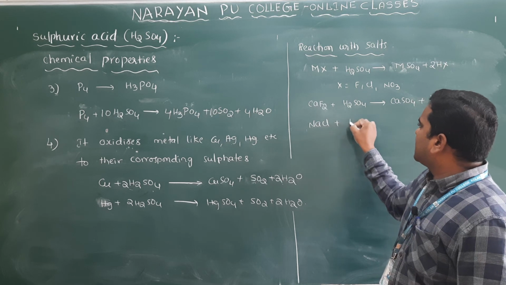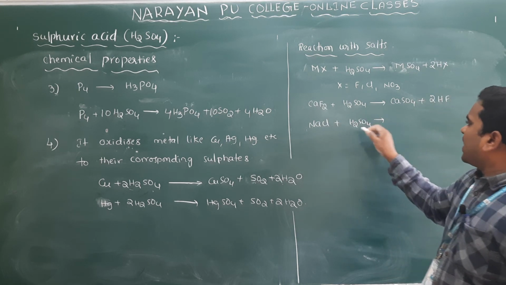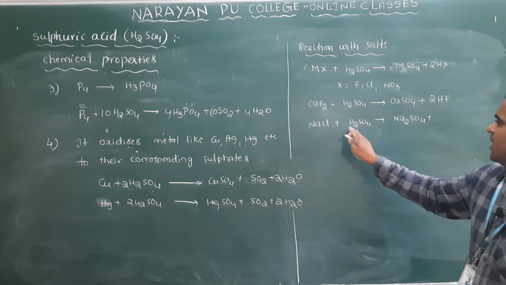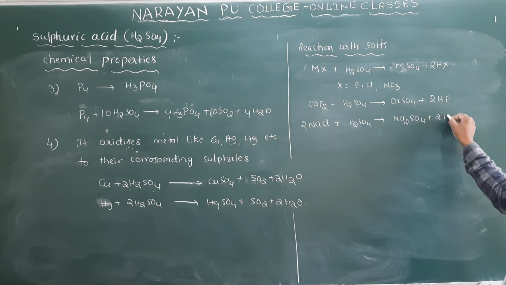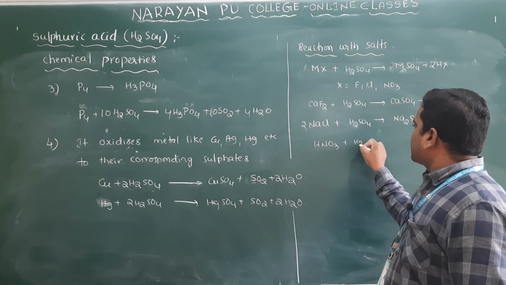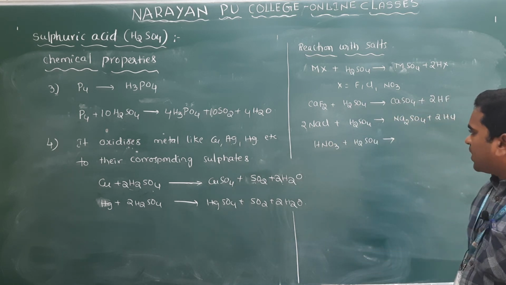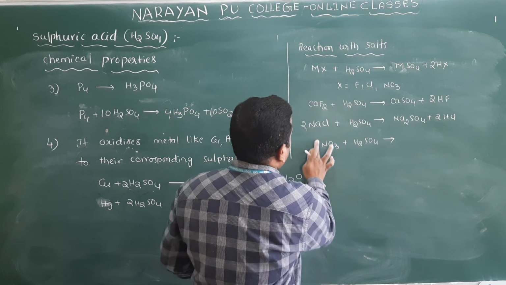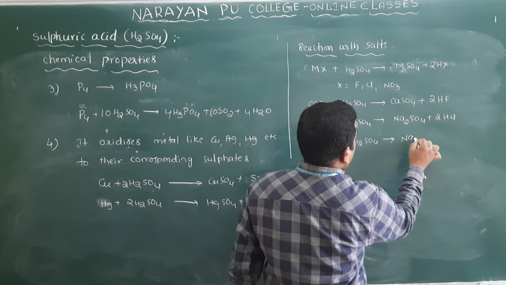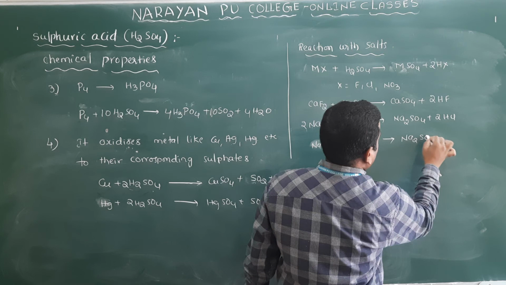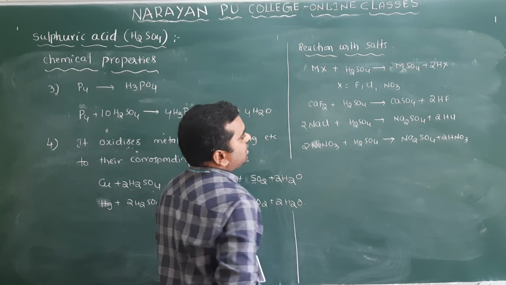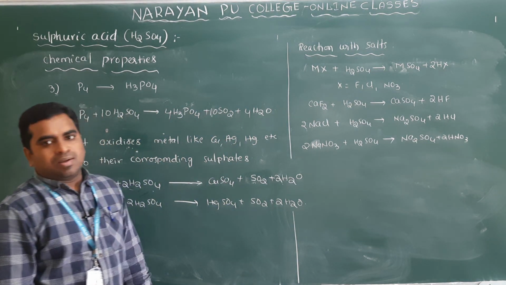If I take NaCl plus H2SO4, then I have to get Na2SO4 plus 2 moles of HCl. If I take HNO3, sorry, not HNO3, any metal nitrate, NaNO3 salt, you have to take, then you will get Na2SO4 plus 2 moles of acid, HNO3.